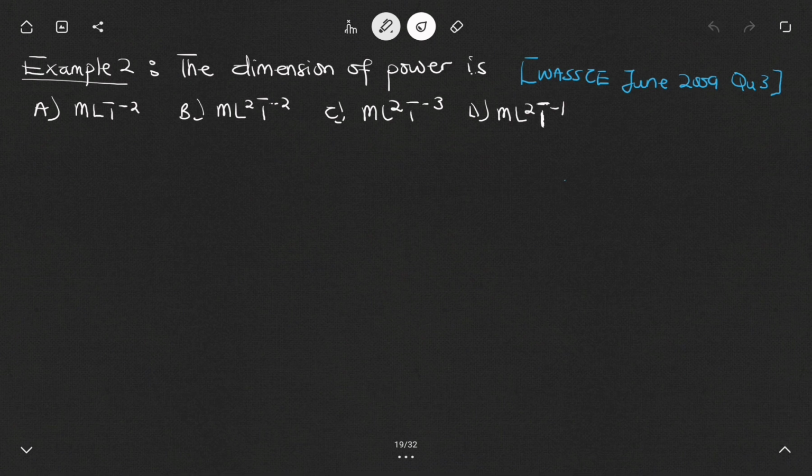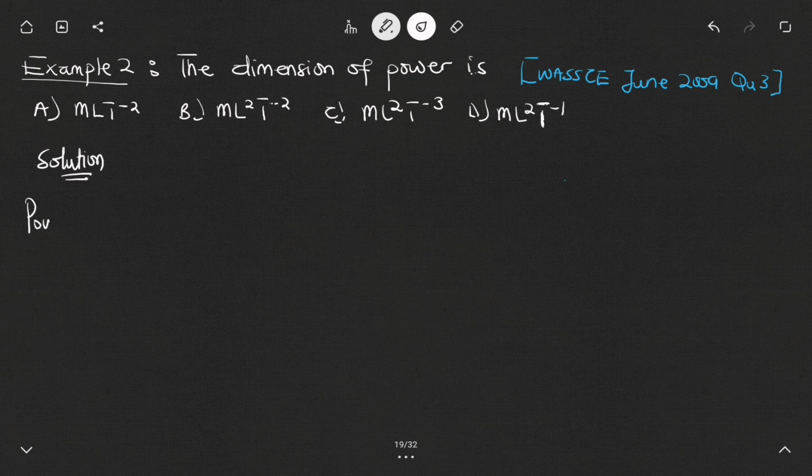Example number 2. It asks what the dimension of power is. We have been given the options, and this is WASSCE June 2009 question number 3. They are asking for the dimension of power. Okay, so let's look at that. Solution.